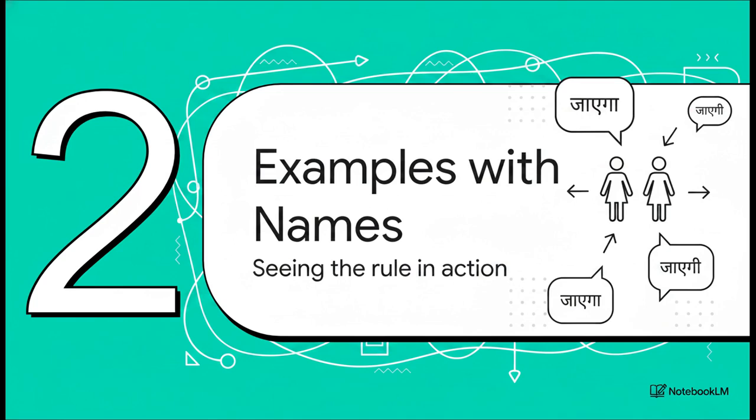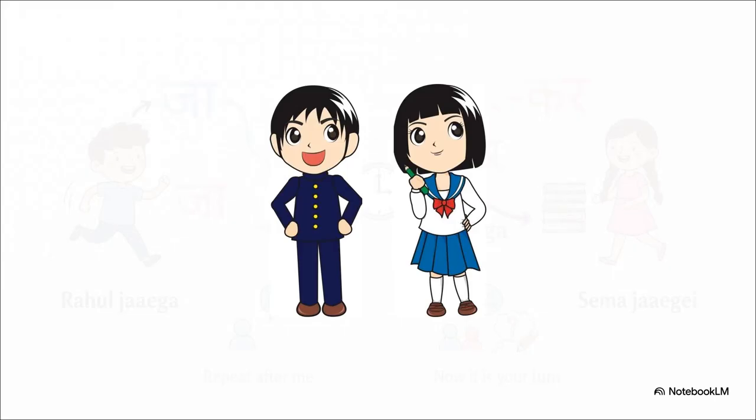Okay, rules are great, but seeing them in action is where it really starts to make sense, right? So let's check out a couple of examples with some common names. Check this out. On the left, we've got Rahul. The basic verb for to go is ja. Since Rahul is a guy, we add that ega ending. And boom, we get Rahul jayega.